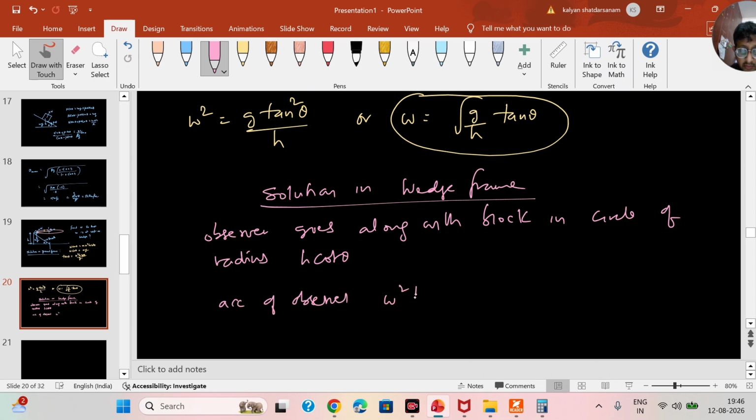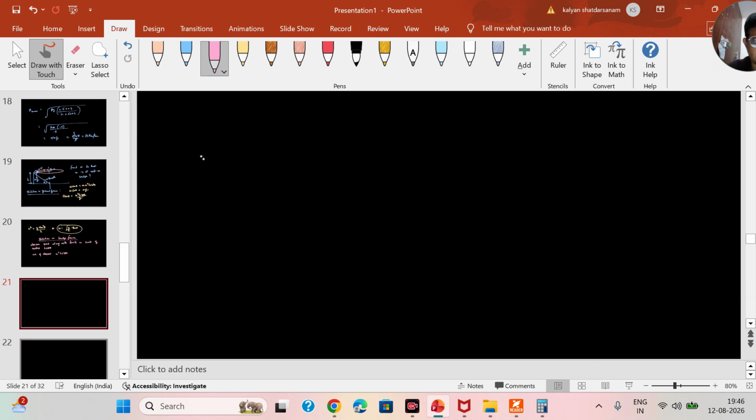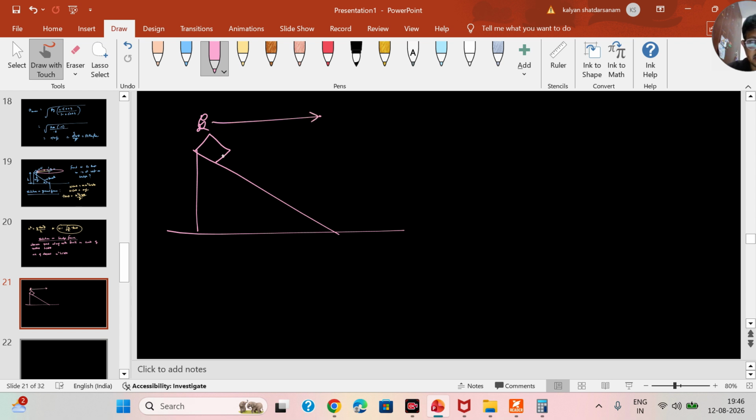Omega square r, omega square h cot theta. So the observer is a non-inertial observer. He is going along with the wedge, along with the block. So he is also going along with the block in a circle. So his acceleration is towards the center. So if he wants to apply Newton's law, he has to apply pseudo force on this block. Pseudo force will be mass of the block into his acceleration.